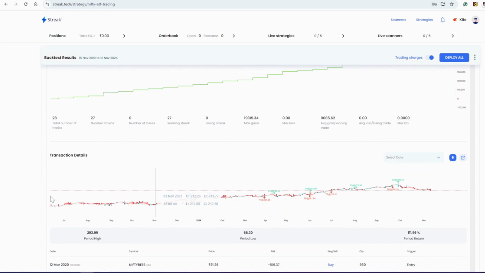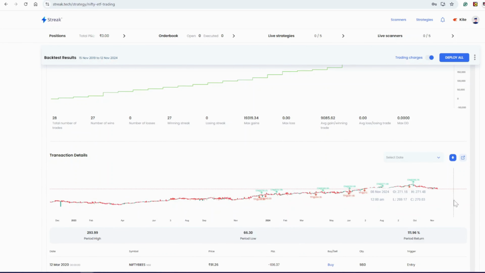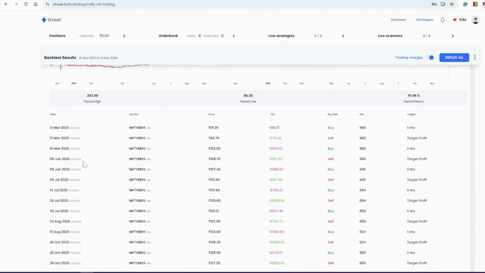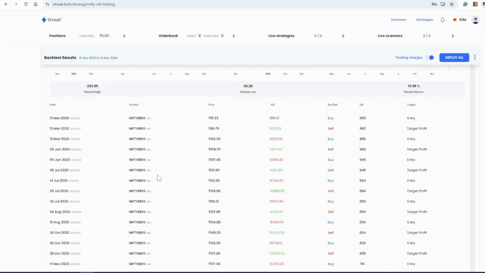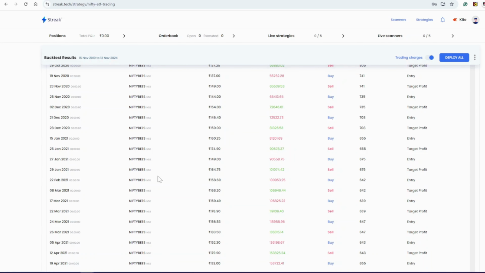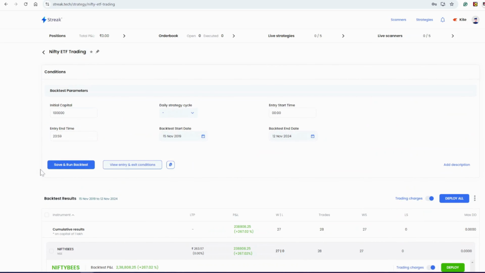So this has given the chart showing when I am buying and when I am selling. Now, the first buy was on 12th March 2020, and because that day the market might have gone down by minus 1%, we have bought. This is our entry and this was our sell whenever we got the 6% target. Like this, it will give all the transaction details, right? In this time frame, how many targets we have achieved. This is the backtest results.